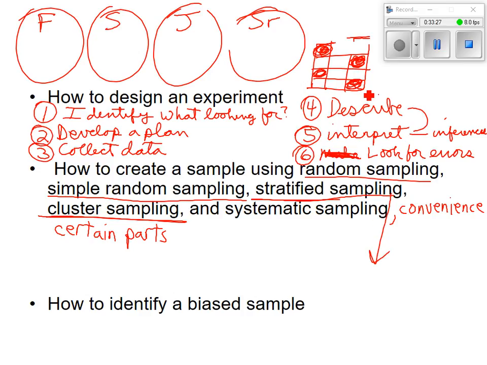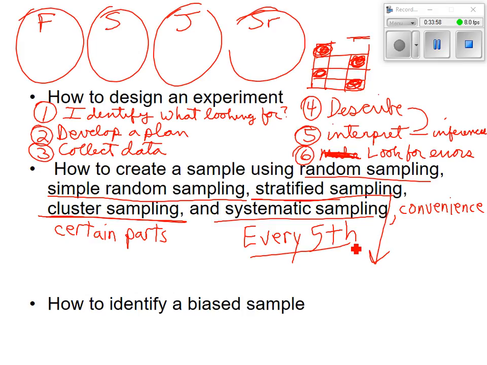What's systematic? Like every fifth or every tenth. Right. Systematic's probably the easiest one to see what it is, because anytime you see every fifth or every third or something like that, then it's systematic. So I'm just going to write every fifth. That's an example. When you see something like that, that's a systematic sample.